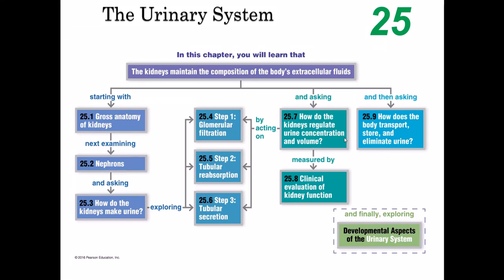Welcome. This is going to look at section 25.7, really looking at how your kidneys regulate how concentrated your urine is and how much urine you're making. When you're dehydrated, you don't pee a lot. Your urine is very, very dark. It's very concentrated. It's what we call hyperosmotic, because it has a higher than normal concentration.